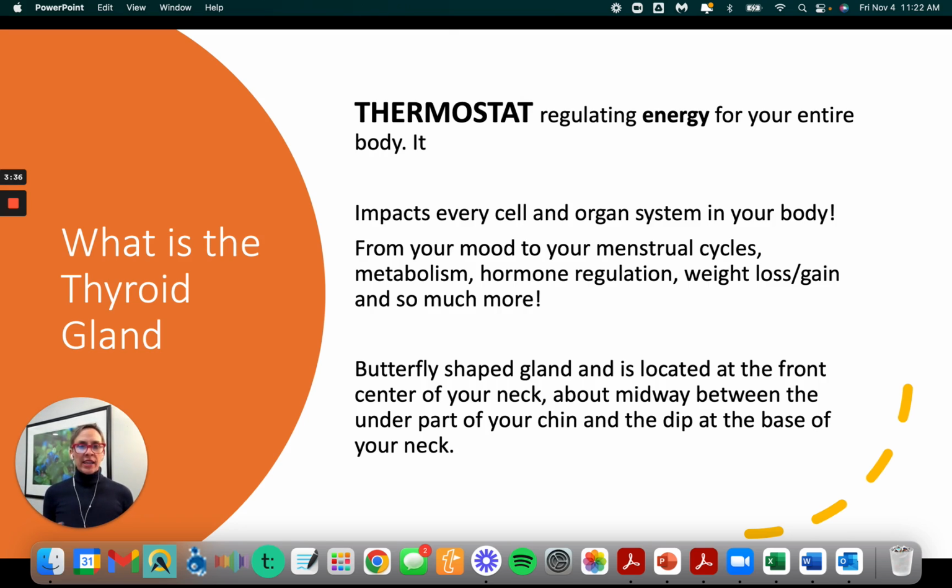So where is it located? It's located at the front part of your neck. It's shaped like a butterfly, and it's about midway between your chin and the base of your neck here. Typically, in a healthy thyroid, you can't feel it, but some things that can affect the thyroid will cause it to swell or get nodules on it, and that's why we will always check during physical exam.